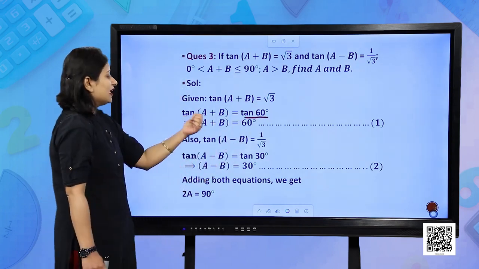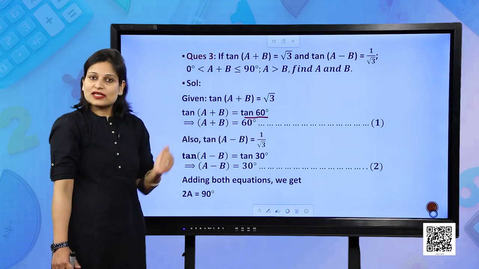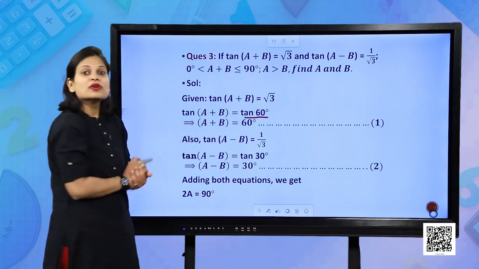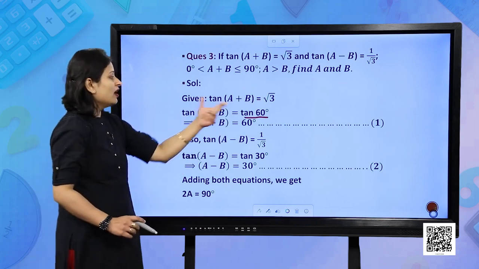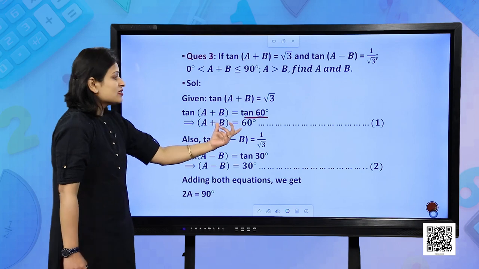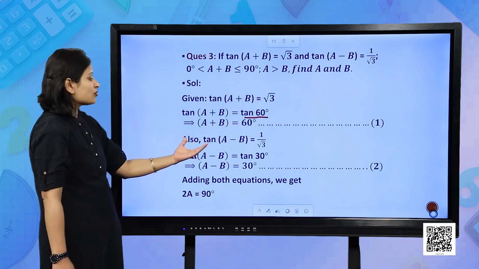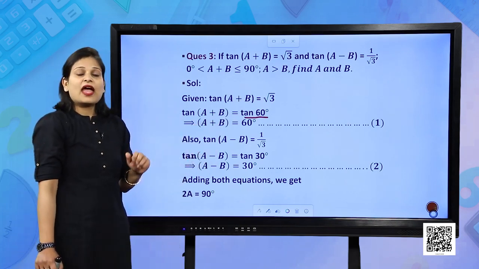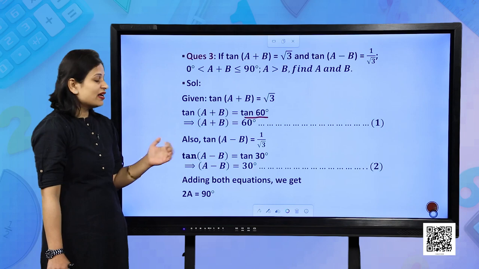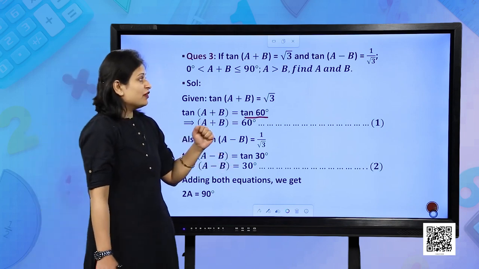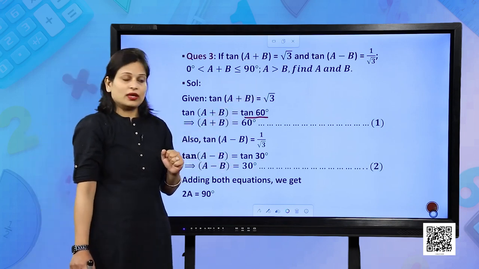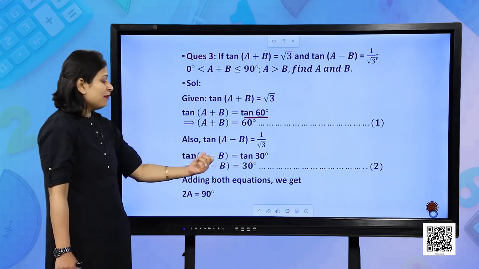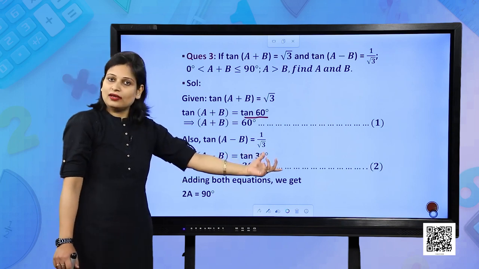So, you can write tan(A + B) is equal to tan 60 degree. From this equation, you will get A + B is equal to 60 degree because both have tan. This is equation 1. Also, tan(A - B) is 1 by root 3. At what angle is the value of the tan function 1 by root 3? It is at 30 degree. So, it will become tan(A - B) is equal to tan 30 degree.